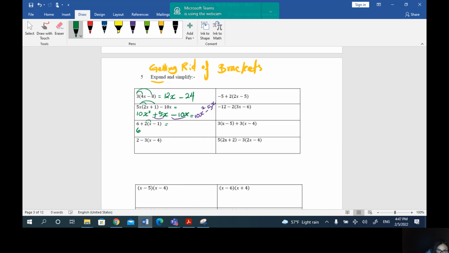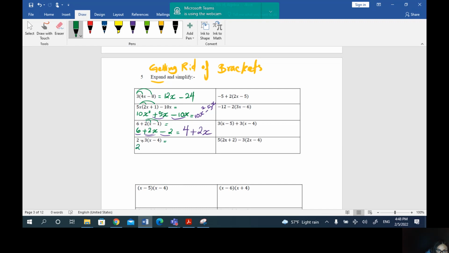And then we're going to expand the 2 into the bracket. 2 times x is plus 2x. 2 times negative 1 is negative 2. Now, let's collect like terms. 6 is a like term to negative 2, so 6 minus 2 is 4. And plus 2x, there is no like term to it, so I will bring it down as is. Now, 2 is on its own, so we will bring it down as is.